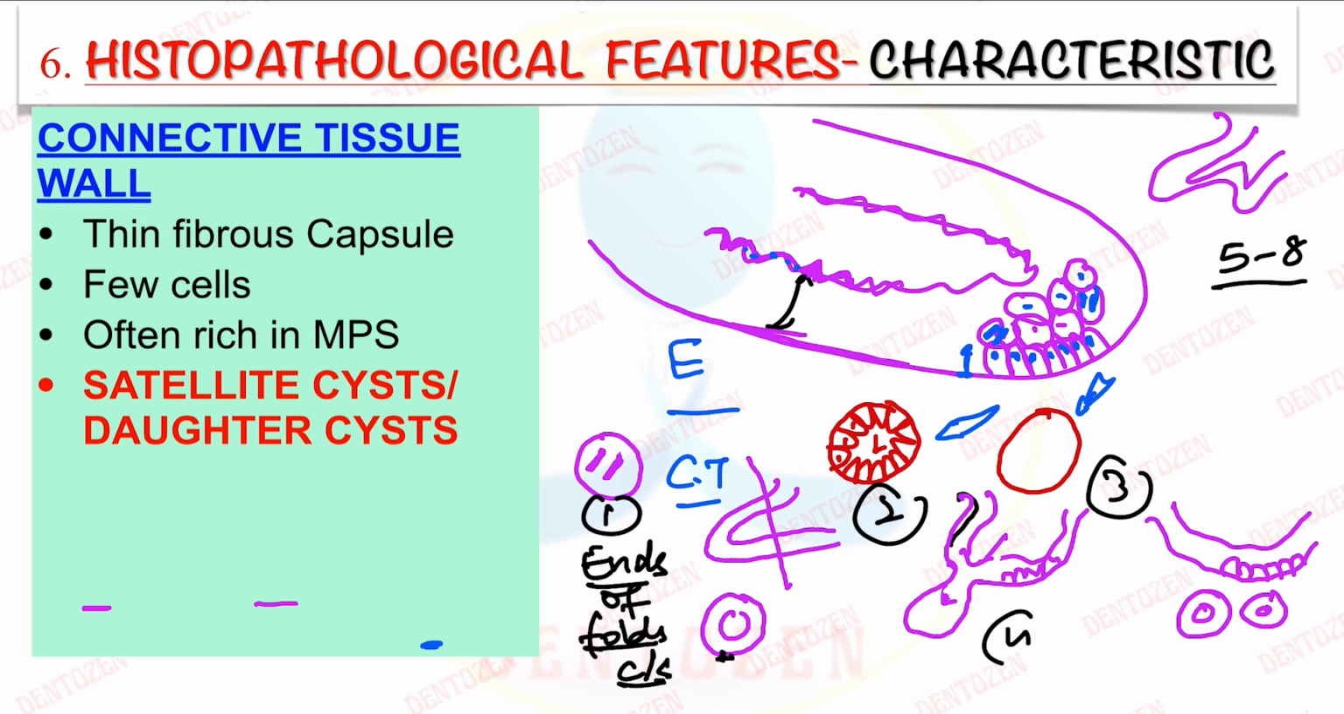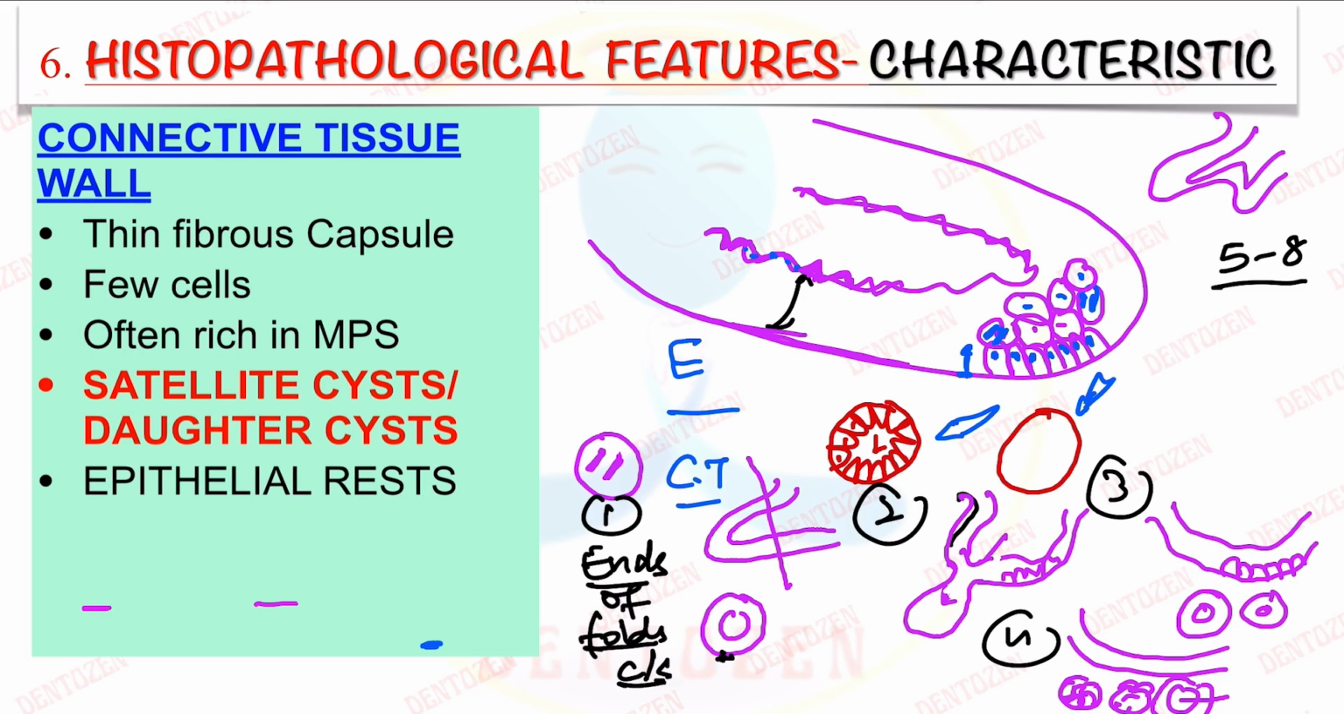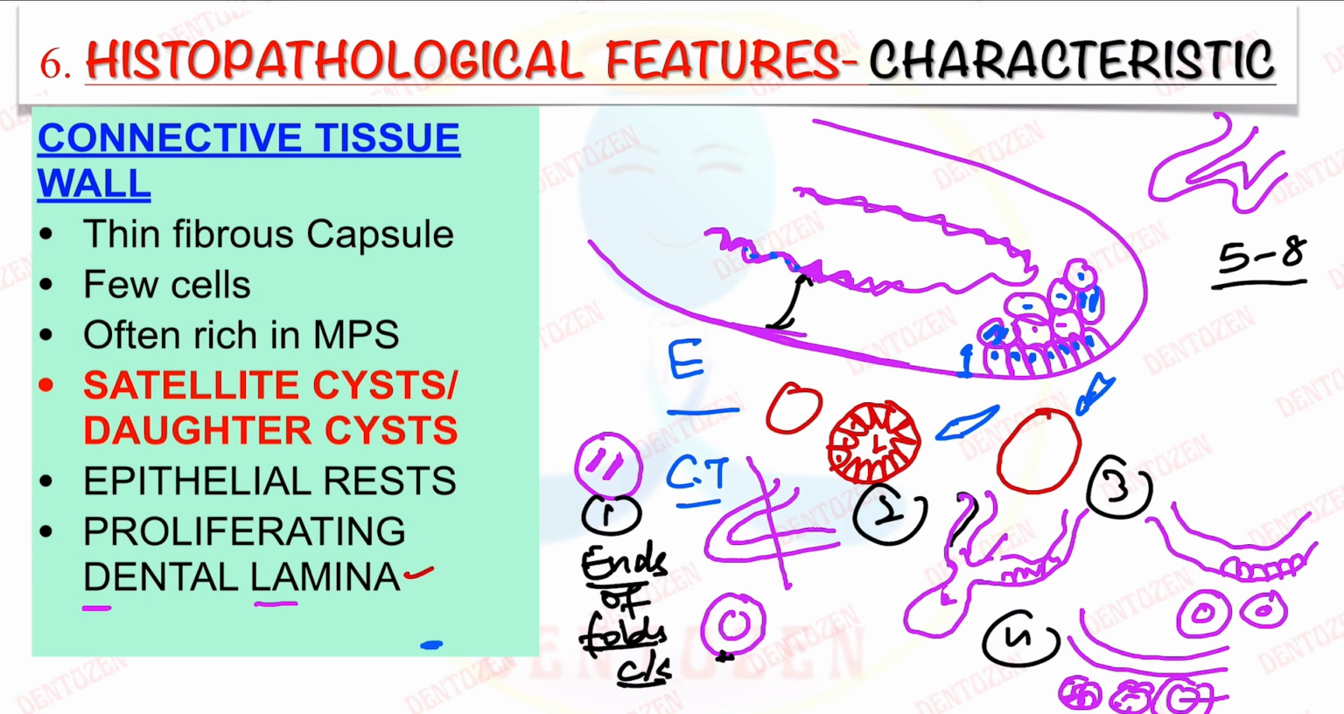Fourth is that there may already be some islands, odontogenic epithelial islands, in the wall, which start to divide rapidly. They increase in size, and the central part of these degenerates, and a cyst cavity is formed. So those can be the explanations for satellite cyst or daughter cyst. Now talking about the other things, there can be epithelial rests in the wall. Then proliferating dental lamina islands can also be seen in the connective tissue wall.